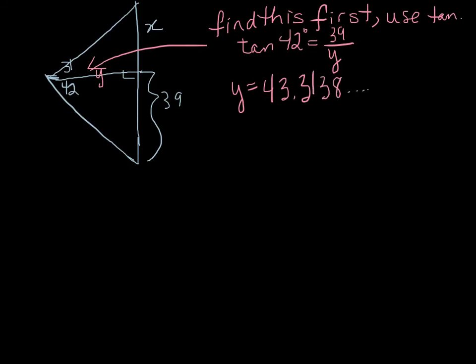43.3138 meters away from each other. Okay, so now I need to use that value to figure out what my top part of the taller building is. So now we need to solve for x.